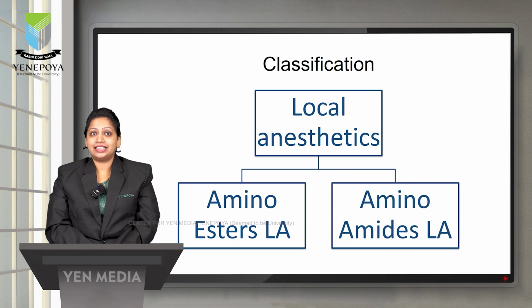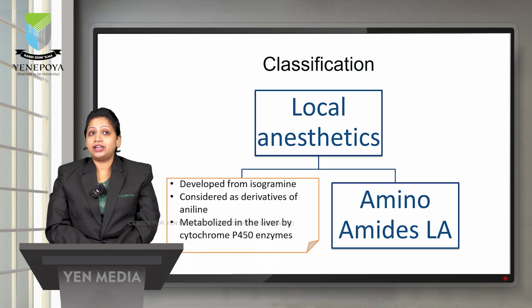The next one is amino amides. The amino amides are developed from isogramine, which are considered as derivatives of aniline. These are metabolized by the liver by the cytochrome P450 enzymes, and a few examples under amino amide local anesthetics include lidocaine, bupivacaine and ropivacaine.